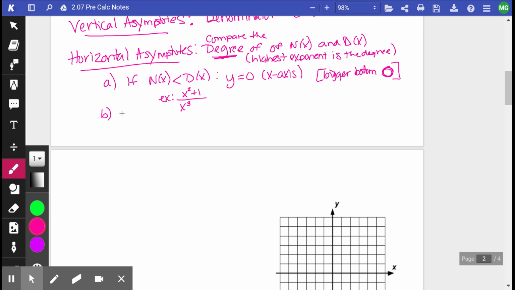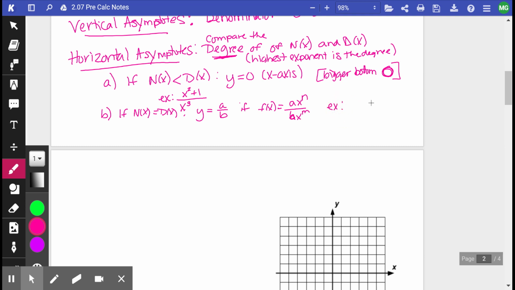For b, we're going to say that the exponent is the same. The highest exponent is the same in both the numerator and the denominator. In that case, y is equal to a over b. You take the coefficients. So that's if your function is equal to a times x to the n over b times x to the n, then you would just take the coefficients a over b.